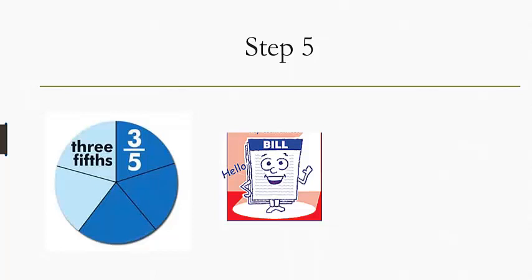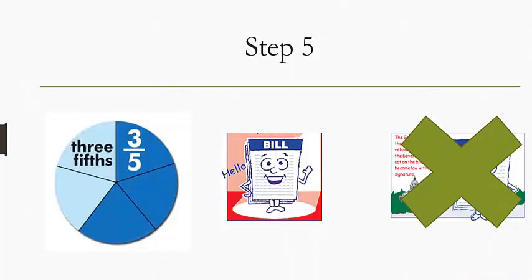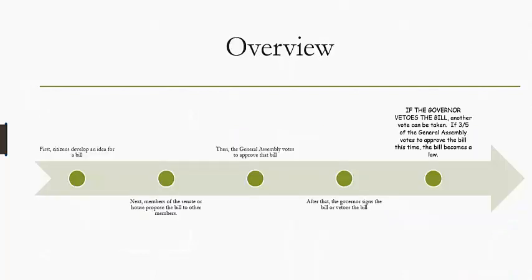If 3/5 majority of the General Assembly vote in favor of the bill, then the bill becomes a law. If after all of this it does not receive a 3/5 majority, then the bill does not become a law. Alright, so there you have it.